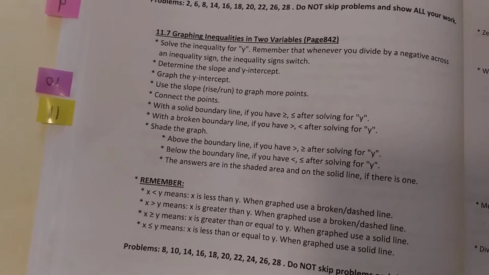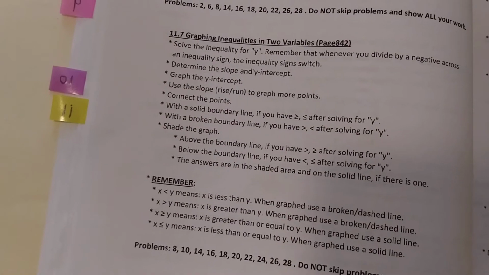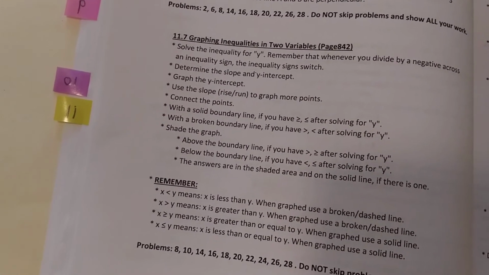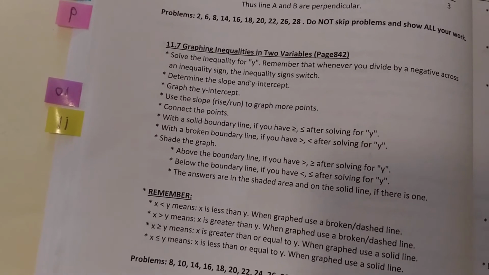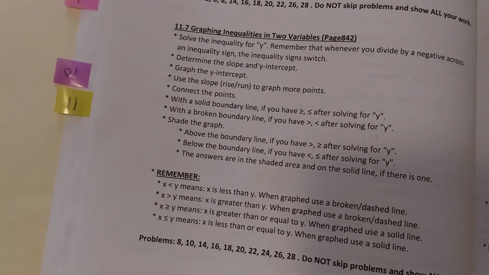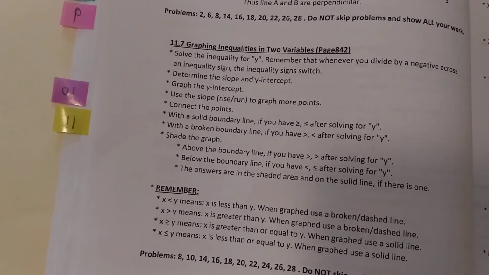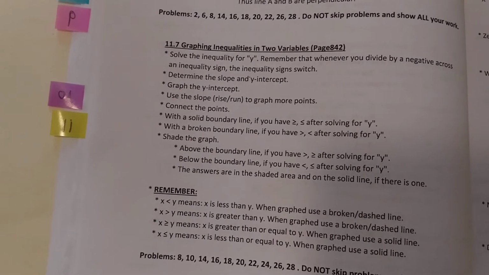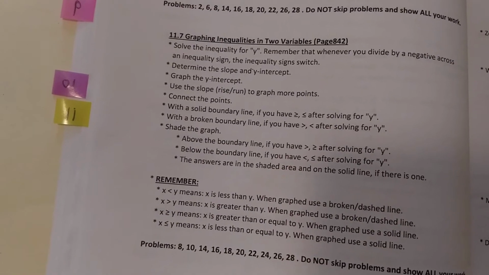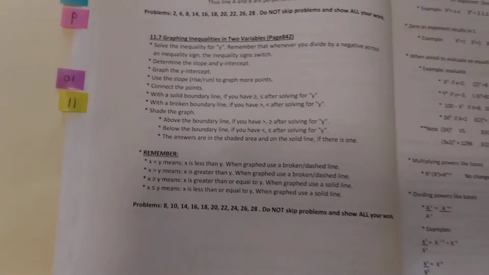So if you had y is less than or equal to 7, and you were to divide by a negative, it would become y is greater than or equal to 7. Okay, so that inequality sign will change. You would graph again, you would find the slope, find the y-intercept, you would graph the y-intercept, and you would use the slope, rise over the run, to graph more points as needed. So let's do an example of that.